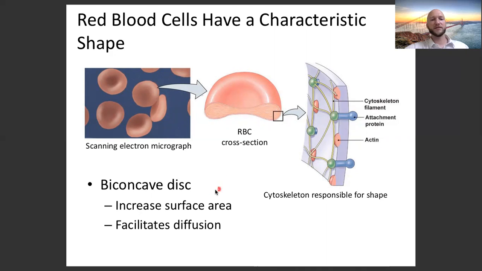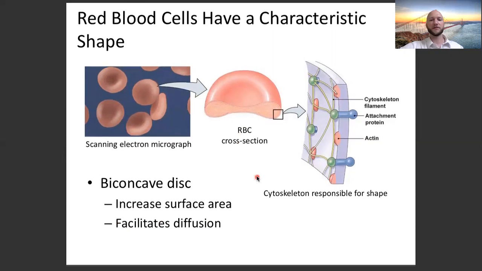And what this does is it increases the surface area. What was the name of the law where we talked about flux? Fick's law, all the way back in lecture exam one material. And we talked about how increasing the surface area will increase the rate of flux. Well, that's what this biconcave shape does. It helps facilitate diffusion by increasing surface area.